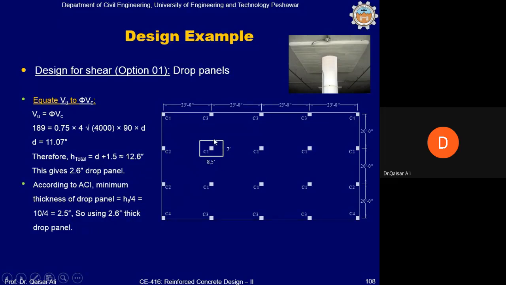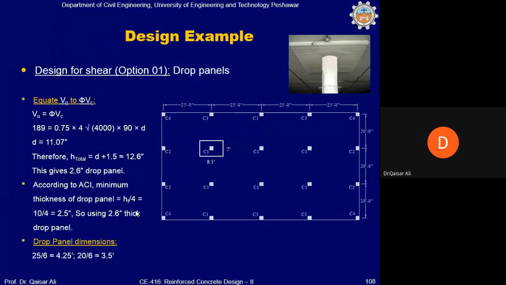And then the size of the drop panel. If you remember, we said that it should extend on all sides equal to the span length divided by 6. On this 25 feet side, 25 divided by 6 is 8.5 feet. 20 divided by 6 is about 7 feet. So an 8.5 feet by 7 feet drop panel will be required, and the thickness of the drop panel shall be 2.6 inch. So this will be provided everywhere.